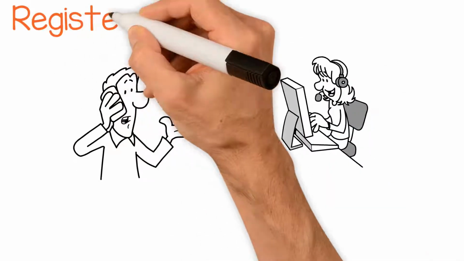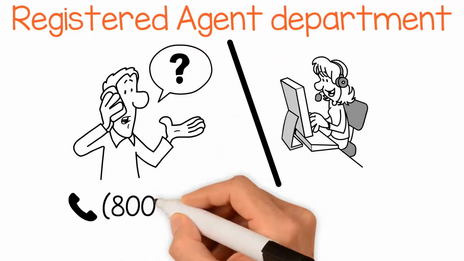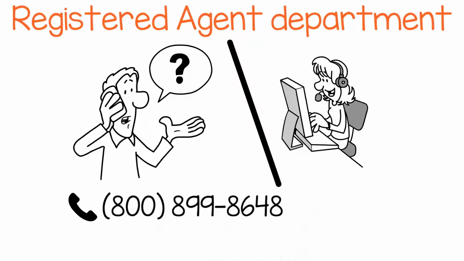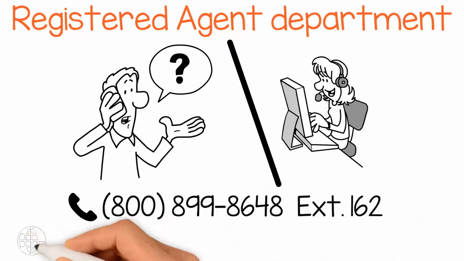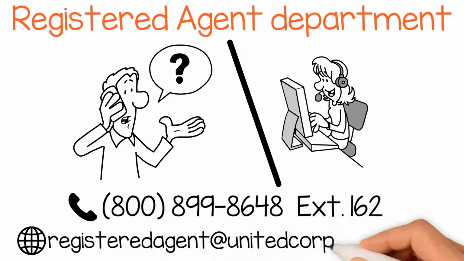You're all set. For further questions, please contact our Registered Agent Department at 800-899-8648, extension 162, or registeredagent@unitedcorporate.com.